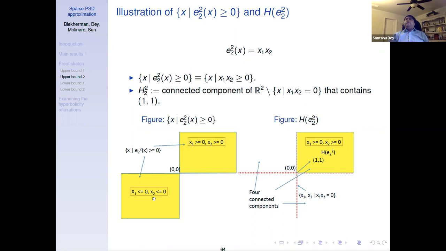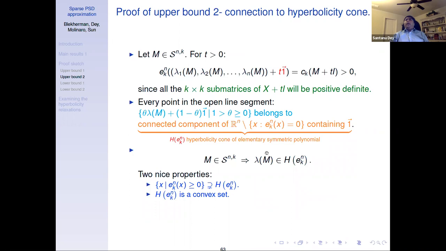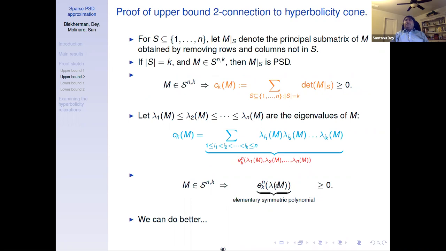On the other hand, the way to think about H(E_{2,2}), the hyperbolicity cone of the elementary symmetric polynomial: when is it that x1 x2 equals 0? The roots of this polynomial are clearly the y-axis and the x-axis. It divides R^2 into four components, and one of them contains the all-ones vector. So the hyperbolicity cone is essentially just this part here, the non-negative orthant. You see automatically that this is a smaller set than this set here, and in fact this set is convex. Those are the two properties, and that's why this implication is much better than this one.